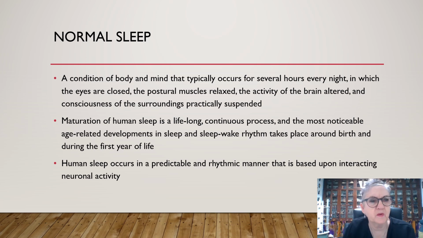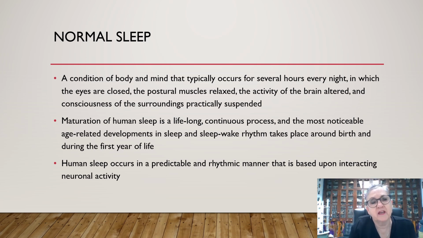The first topic we want to talk about is how to define sleep. I want to first define normal sleep and then a little bit about abnormal sleep. So we know that sleep is a condition of the body and mind that occurs over several hours every night, in which the eyes are closed, postural muscles relaxed, and activity of the brain altered, and consciousness of the surroundings is suspended.